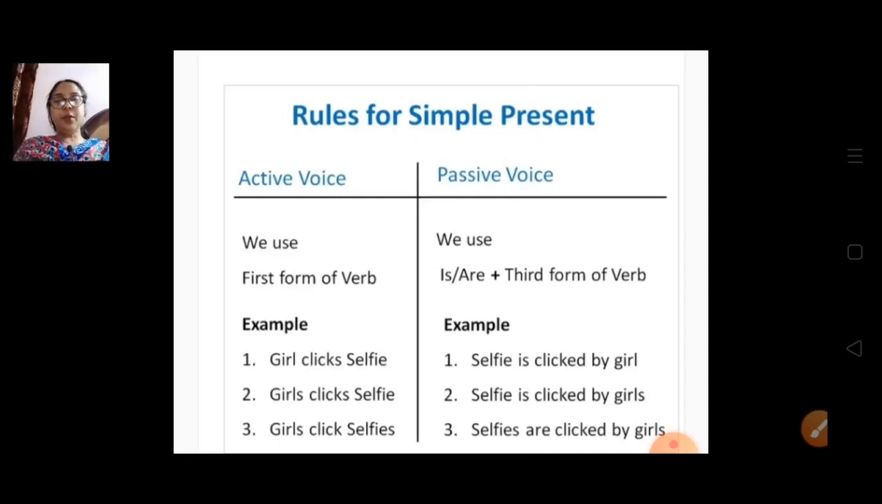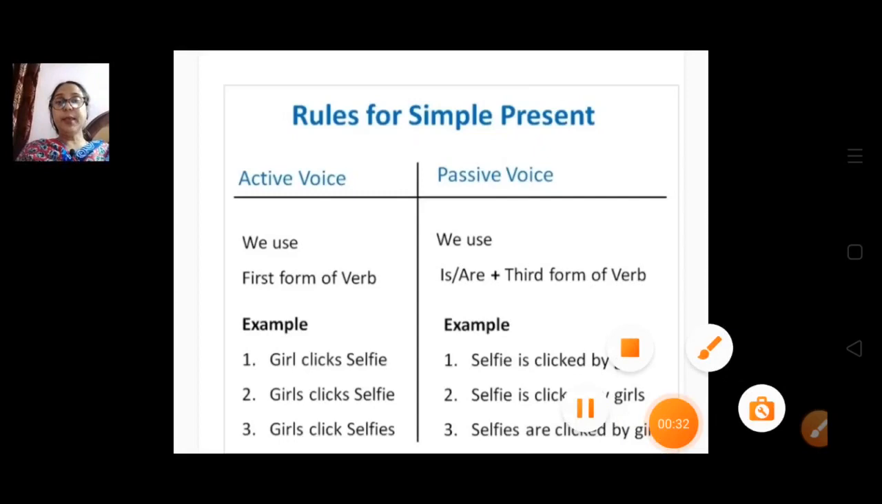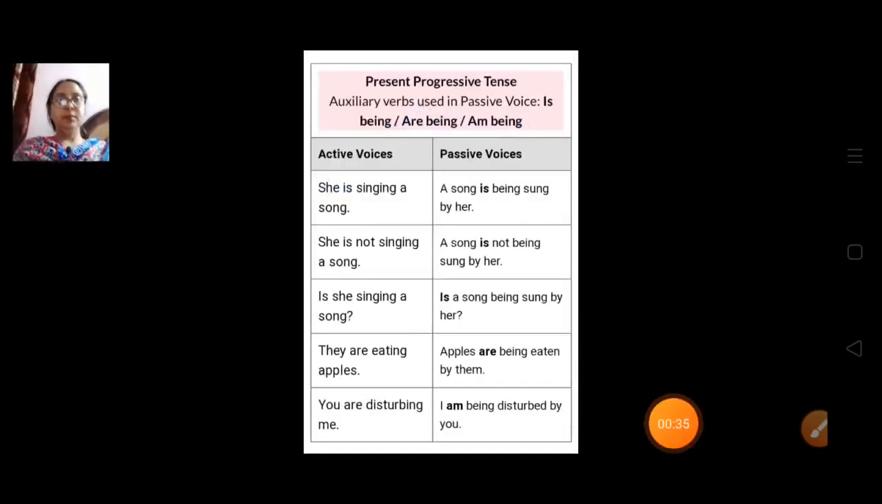Now we are moving to progressive sentence or present continuous tense, how we are going to make active to passive voice. Now in present continuous tense, always remember whenever we are going to make active to passive voice, one thing always keep in your mind: am being, are being and is being will be used with the third form of the verb. If the sentence is written, she is singing a song, then it will become a song is being sung by her. Third form of the verb will be there.